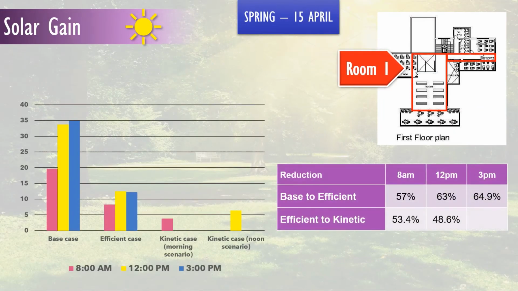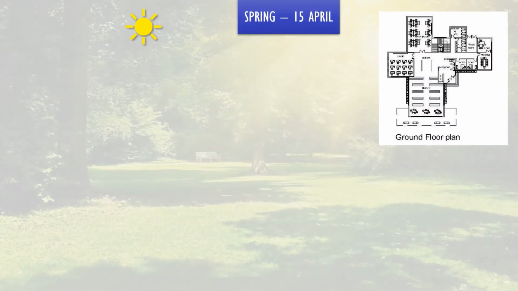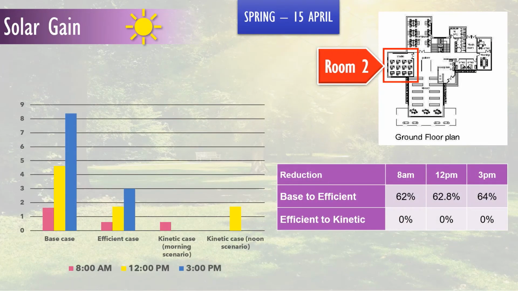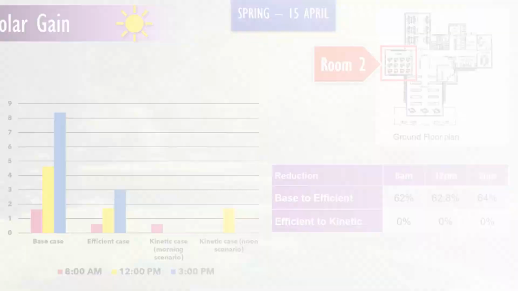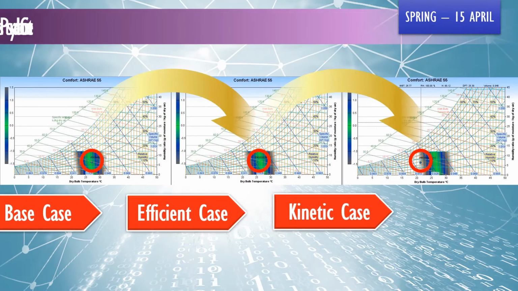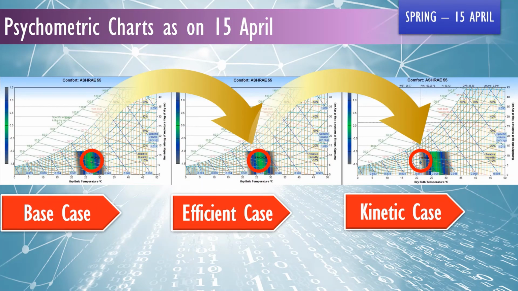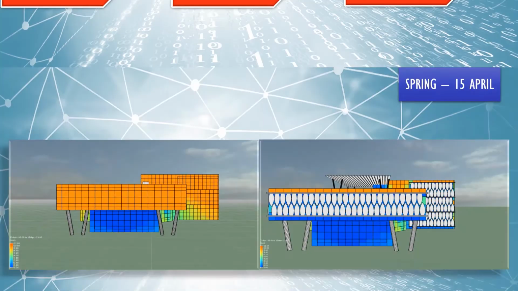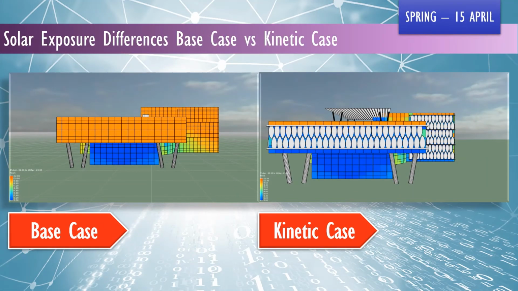The solar gain in room 1 was reduced by 65% from base to efficient and by around 50% reduction from efficient to kinetic. Solar gain in room 2 was reduced during the day, around 63% for base to efficient, and no reduction was detected from efficient to kinetic case. Looking at the psychometric chart, we see that it is in the comfort zone and moving out to be colder. Significant solar exposure differences on south elevation from base to kinetic cases.